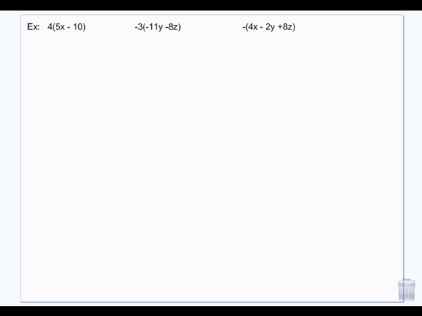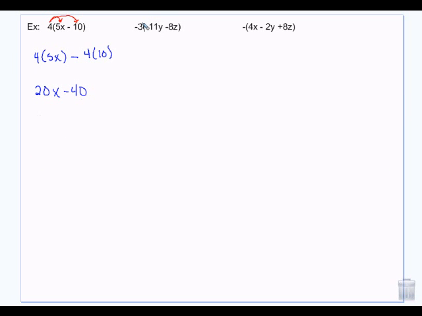Okay, so distribution. I'm going to distribute this 4 to both the 5x and the negative 10. So 4 times 5x minus 4 times 10. You don't have to write this step in if you don't want to. I just want to make sure everybody sees what's happening. So you get 20x minus 40.